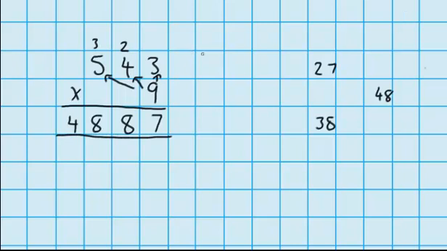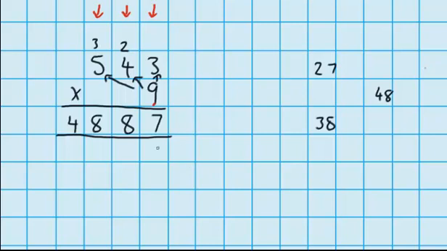Let's have a think about the important things to remember in this lesson. Well, first of all, you need to set it out so that there is only one number in every box. The next step is multiplying every number in the top line by this bottom number, and you can see we're moving from right to left.